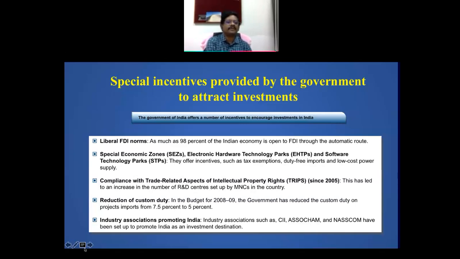Then there is the reduction of customs duty, like in the budget, the past one and even the recent one also, though that is of course old data. And the industry associations promoting India, like CII, ASSOCHAM and NASSCOM, are all giving a lot of encouragement and support for young people. So let me tell you one best example from Pondicherry.